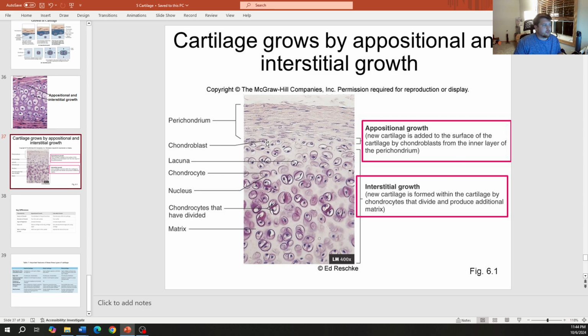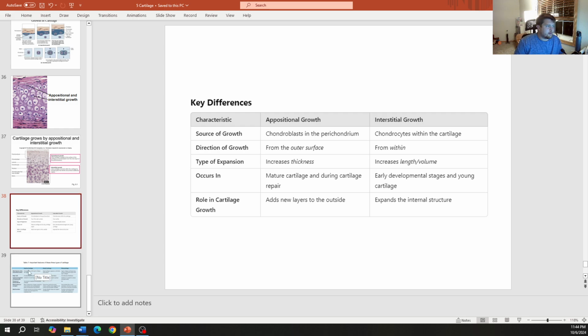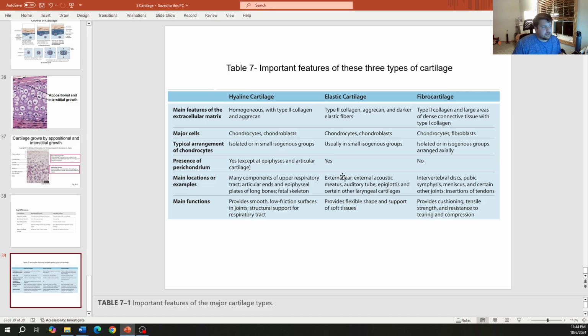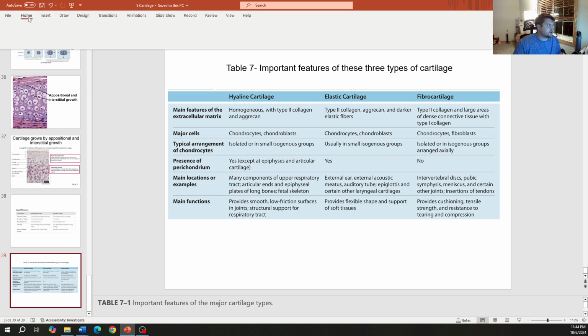Here's another picture demonstrating all of that. Finally, down at the very bottom, just to wrap up, I put in a list of the differences between these two types of growth, so you can look at that. And then also a final table that breaks down the main features of each type of cartilage, just to make sure that you know the differences.